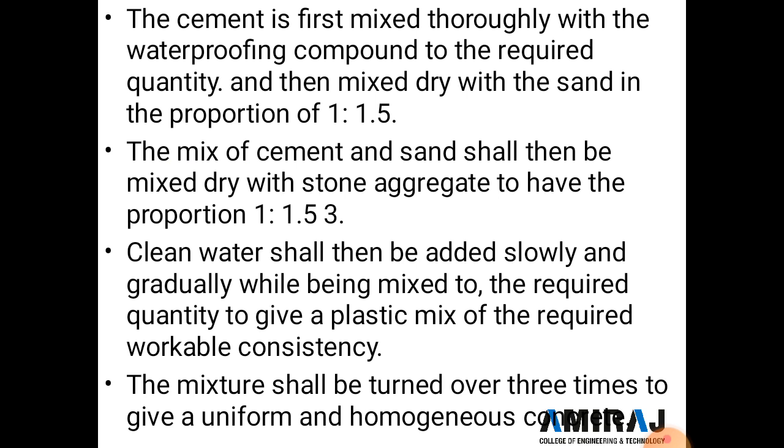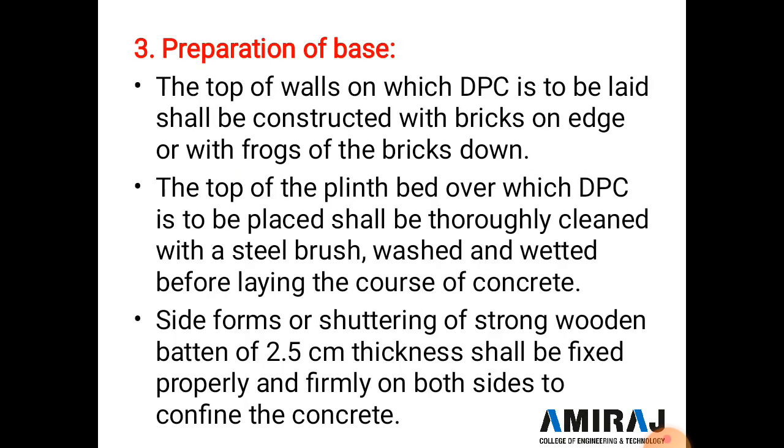And the cement is first mixed thoroughly with the waterproofing compound in the required quantity, and then mixed with sand in a proportion of 1:1.5, and the cement-sand mix is then mixed with dry stone aggregate in a proportion of 1:1.5:3. Now clean water shall be added slowly and gradually while mixing these three materials, and the mix shall be turned over 3 times to give a uniform and homogeneous color.